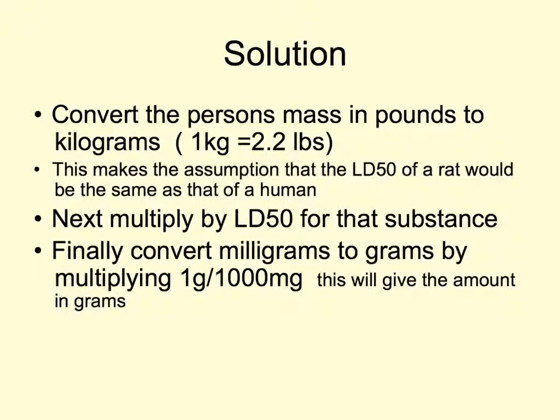Now this is going to make the assumption that the LD50 of a rat would be the same as that of a human. Next, we're going to multiply by the LD50 for that substance. How do we know the LD50 of the substance? Well, we have charts. And so we look up the LD50 value for the substance that the individual has been exposed to. And finally, we're going to convert from milligrams, which are very small units, to grams. And we're going to do this so that our final answer would be grams of the chemical exposed versus kilograms of the individual. So let's look at some example problems on these next few slides.